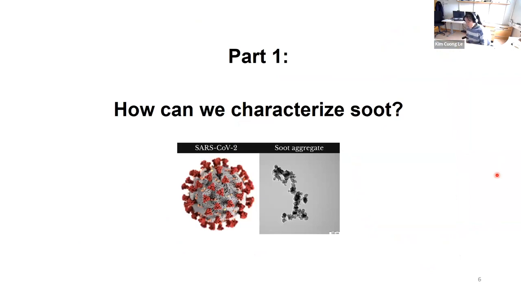Why and how can we characterize soot? You may know that soot is black in color because it strongly absorbs light. And when soot is emitted into the atmosphere, it absorbs solar radiation and heats up the atmosphere, so it causes global warming. Also, the structure of soot is very complicated. It can react with other compounds in the atmosphere, and it can be a carrier of different toxicity. So when it goes into our body, it can cause DNA damage or oxidative stress, and then it leads to many different types of cancer. That's the reason why we feel it's a very interesting topic.